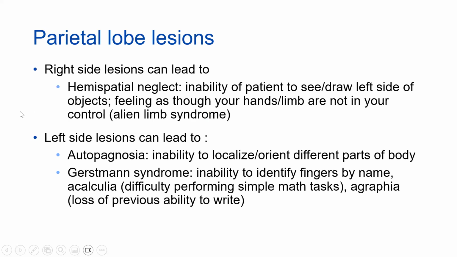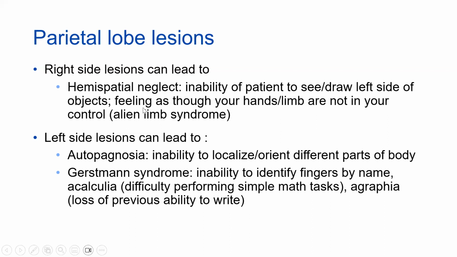Now getting into parietal lobe lesions. A lesion to the right side of the parietal lobe can lead to hemispatial neglect, which is the inability of the patient to see or draw the left side of objects. So for example, if a patient is drawing a house on a piece of paper, they will not be able to draw the left side of the house.